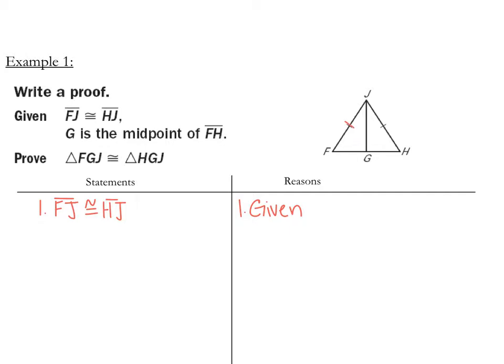And I mark up my picture to make sure that I have the tick marks there. They were already there, but I just put them over the tick marks to get in the habit of doing that. And then I write down my next given because I can't really do anything else. G is the midpoint of FH. And that is a given. Now, when I look at my picture, I see G is the midpoint of FH.